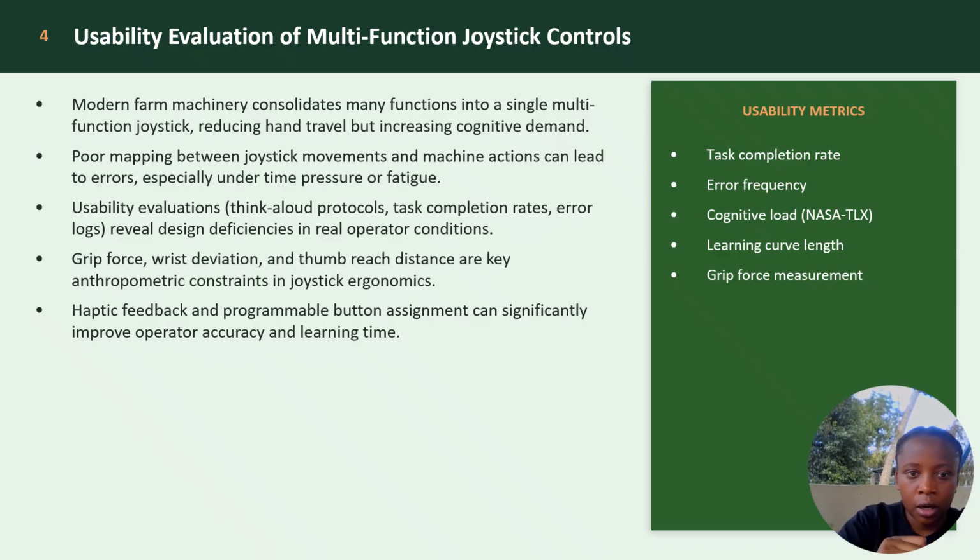Think-aloud protocols, task completion rates, error logs, and lever design differences are assessed in real operator conditions. The fourth one is that grip force, wrist deviation, and thumb reach distance are key anthropometric constraints in joystick ergonomics. The last one is that haptic feedback and programmable button assignment can significantly improve operator accuracy and learning time.